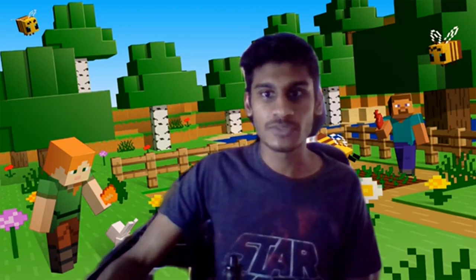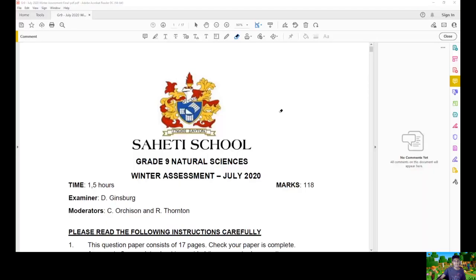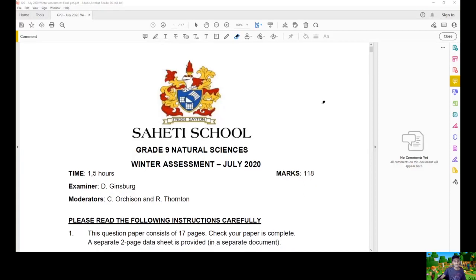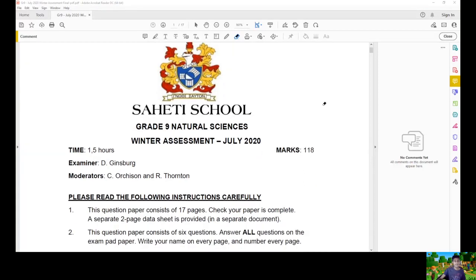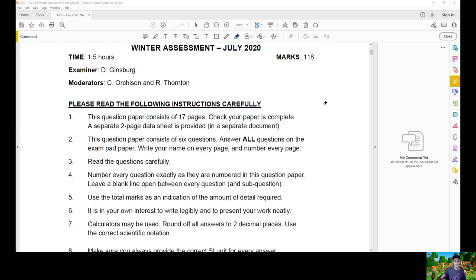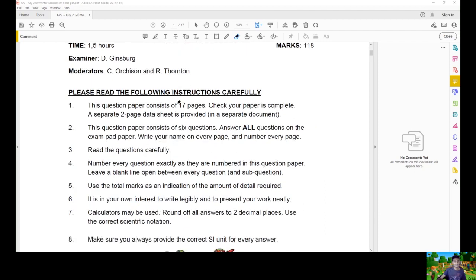Right, so the paper I'm going to be looking at is a winter assessment from July 2020. So even though this is a mid-year exam, we won't be able to answer all of the questions, but there are a good number of questions that do cover content on the chemistry we have done. So firstly, in an exam, it's worth taking a minute or 2 just to read over the instructions. Now, something you take for granted is to check that your paper is complete. Don't want to answer half an exam.